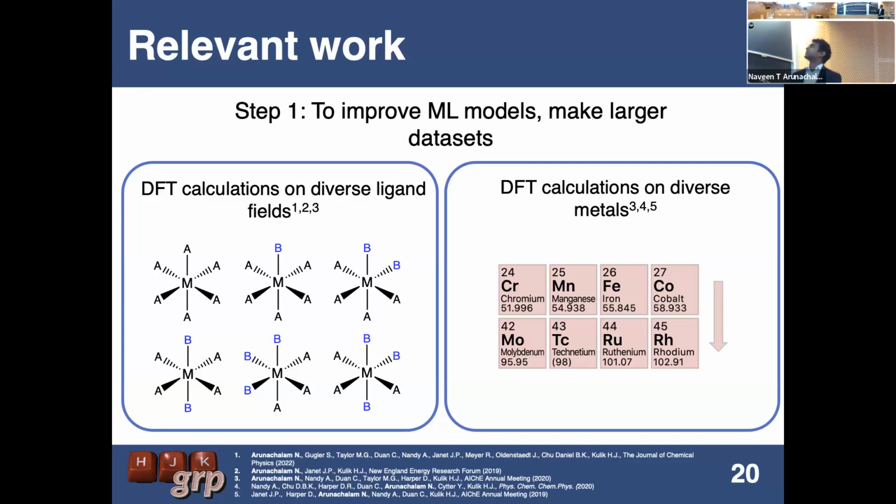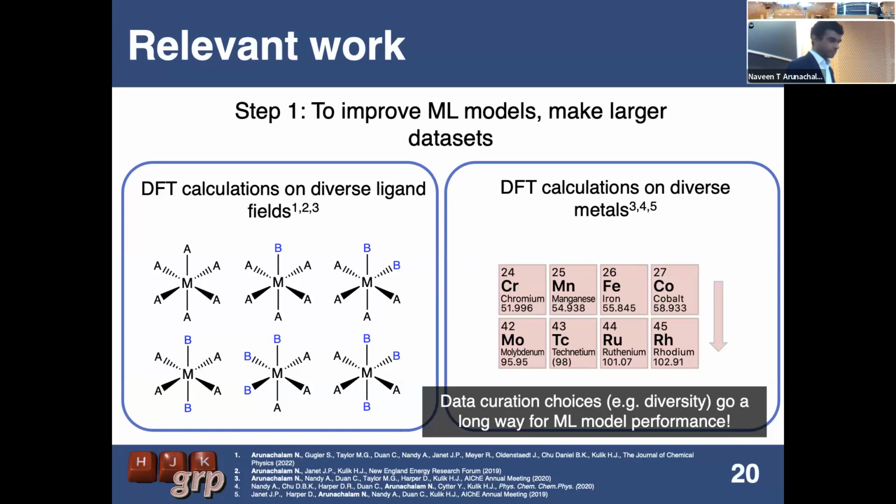Starting out, we just had DFT simulations for chromium, manganese, iron, cobalt compounds. And during the course of my PhD, I worked on generating data related to the next period of the periodic table. And one of the takeaways here is that our data curation choices, such as the diversity of our data set, can go a long way for improving our machine learning model performance.